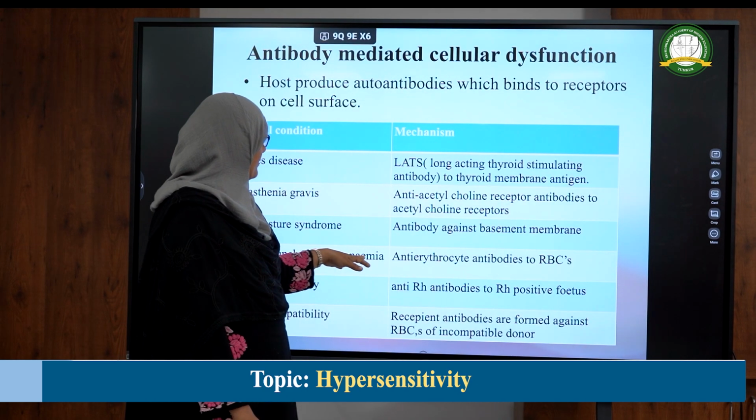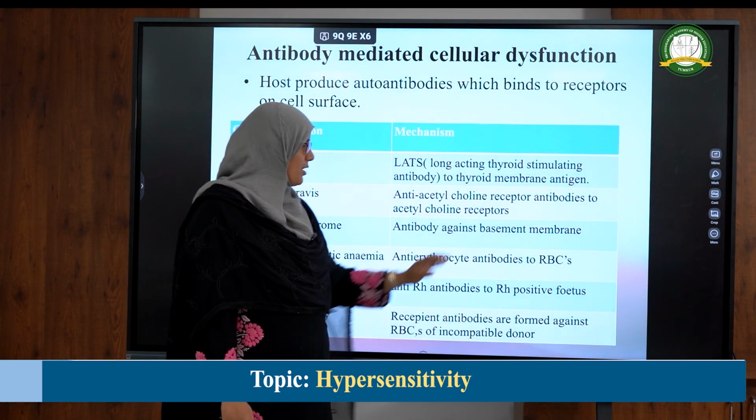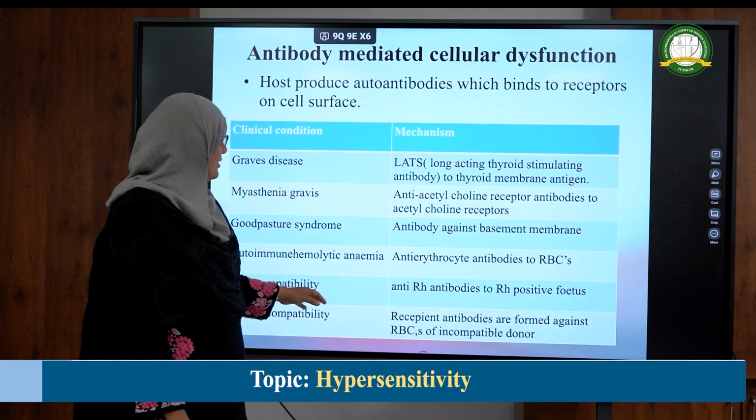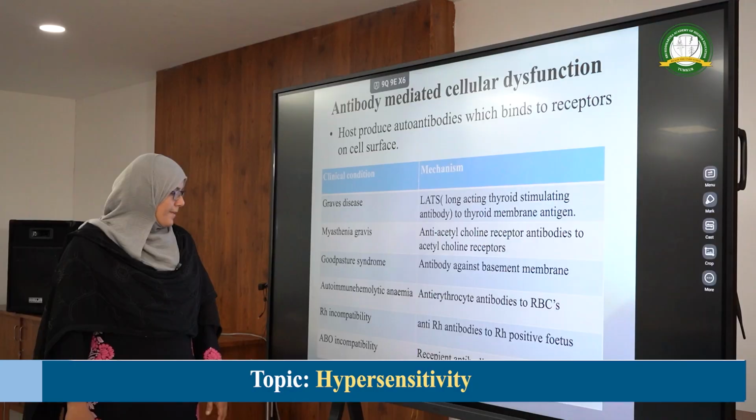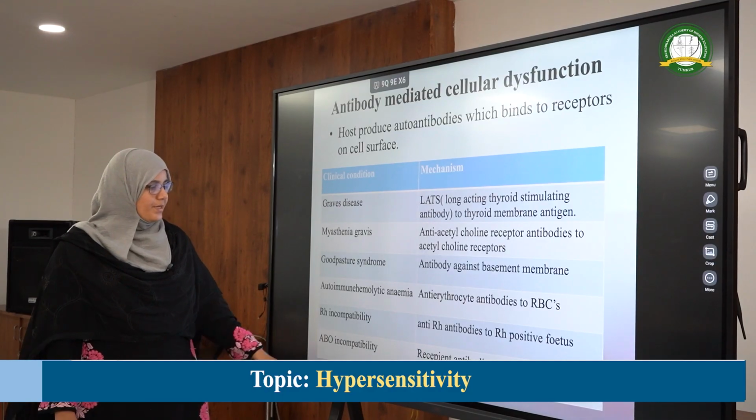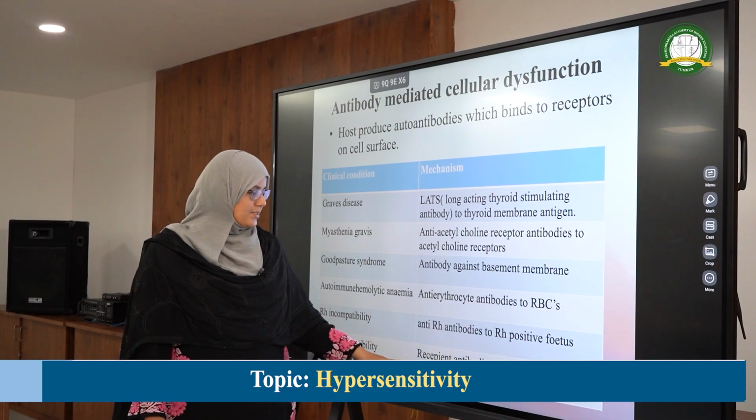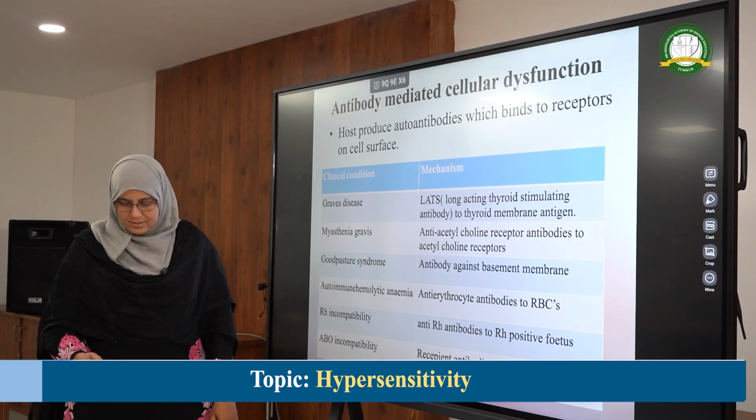Autoimmune hemolytic anemia, it is anti-erythrocytic antibodies to RBCs. Rh incompatibility, it is anti-Rh antibodies to Rh positive fetus. ABO incompatibility, recipient antibodies are formed against RBCs of incompatible donor.